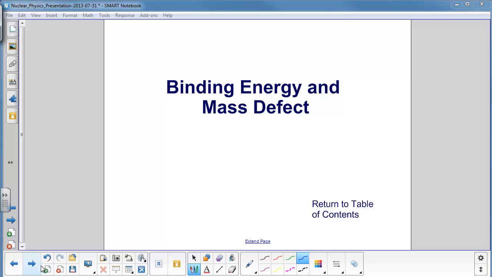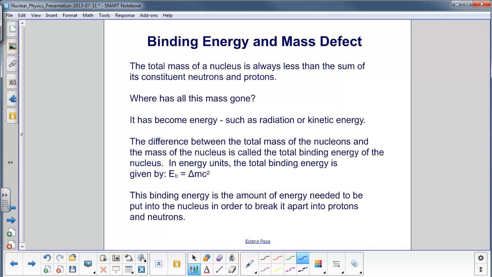Binding energy and mass defect. The total mass of a nucleus is always less than the sum of its constituent neutrons and protons. So where has this mass gone? It has become energy, such as radiation or kinetic energy.